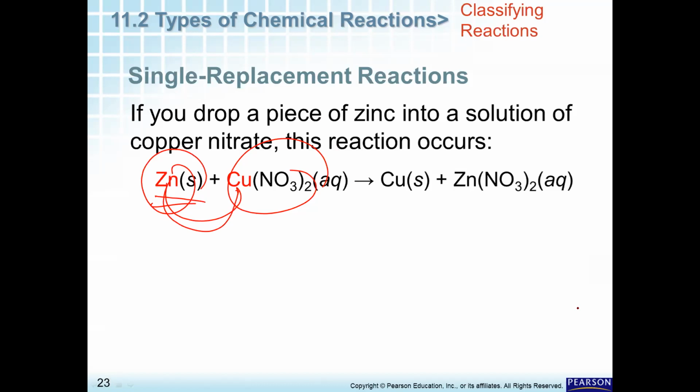In other words, let me ask you the question in a different way. If we have copper solid, that's the opposite of this. Is this possible, for the copper to replace the zinc over here? No. Why? Well, this is one element and this is a compound. This is an element and a compound, and this is an element and a compound. Why?